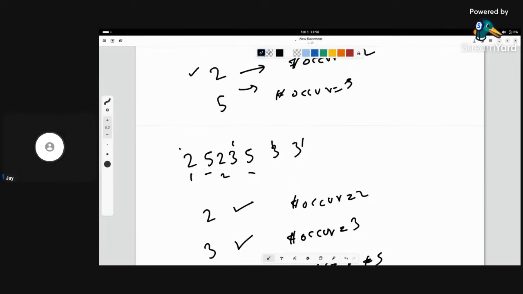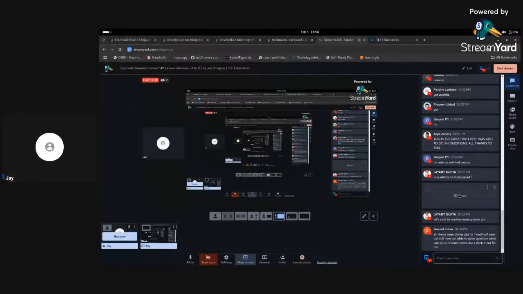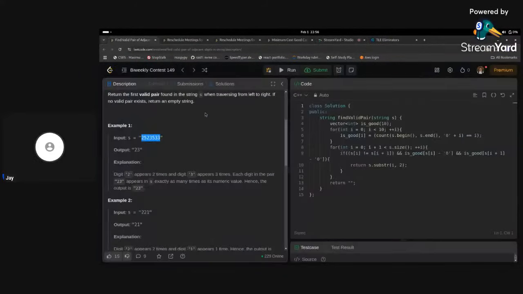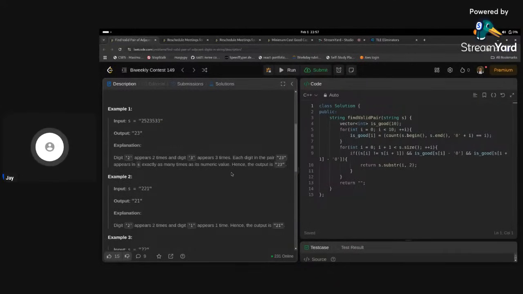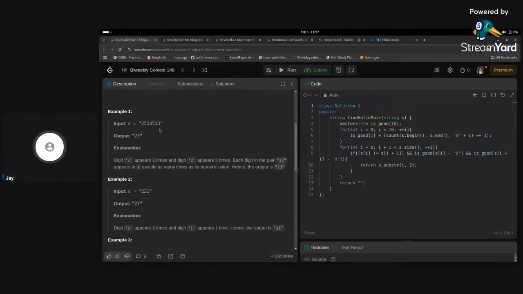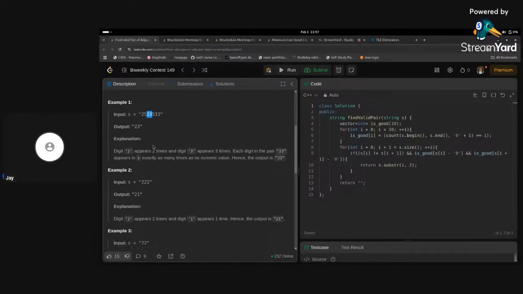Basically, let's look at all the pairs. 2, 5: 5 is not good, so this pair can't be good. 5, 2: again 5 is not good. And 2, 3: 2 is good, 3 is good, and 2 is not equal to 3. So 2, 3 is the first good pair that we have found, and I had to return this pair. This was what we had to do in this problem, and over here you would return 2, 3.